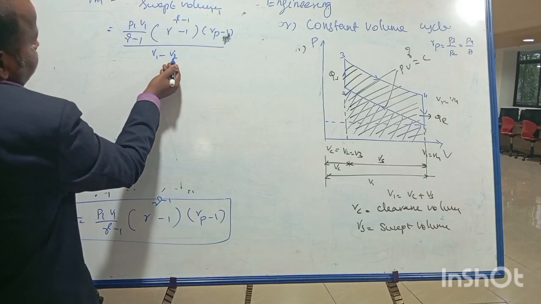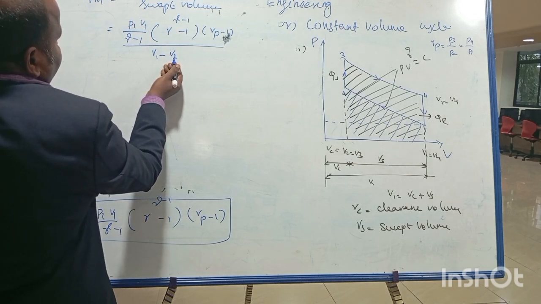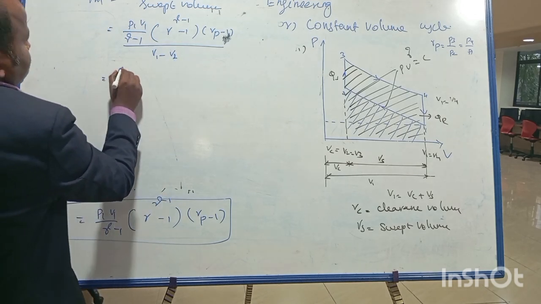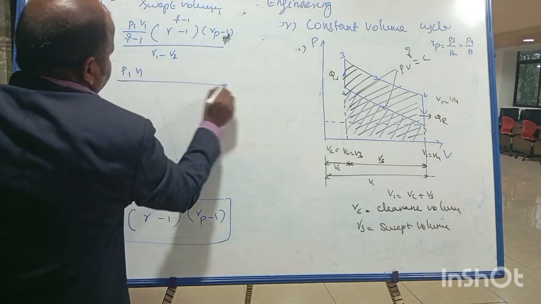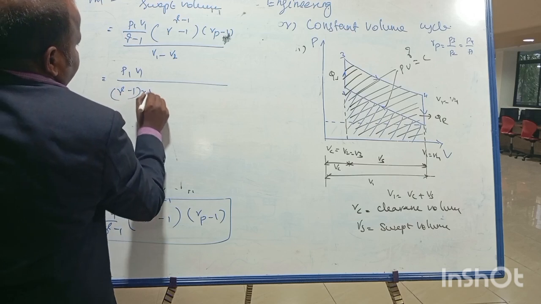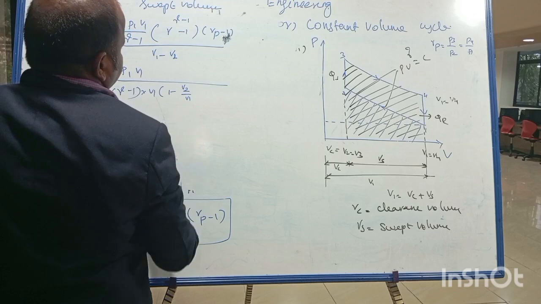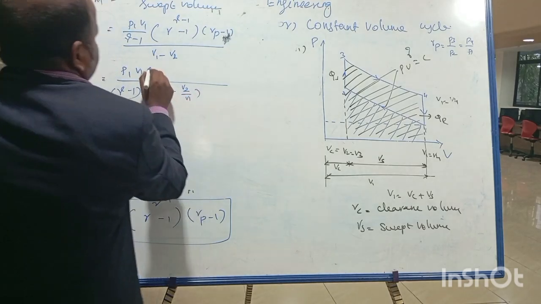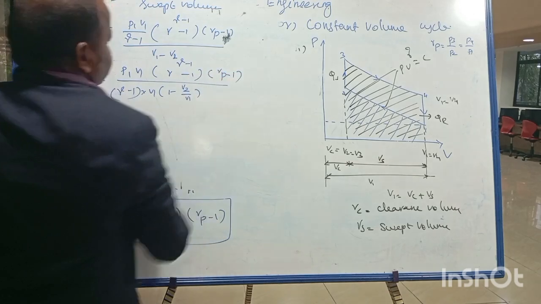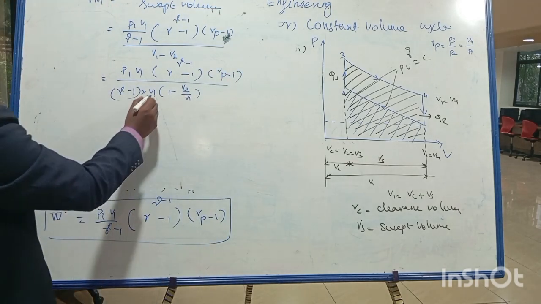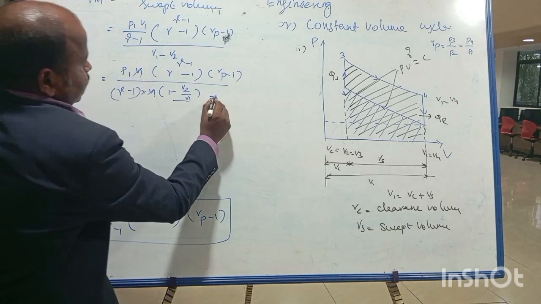Now from this I am going to take V1 as common. So V1 divided by gamma minus 1 into V1 into 1 minus V2 by V1. In the numerator we have R power gamma minus 1 into Rp minus 1. So now this V1 and this V1 get cancelled. So now I am going to simplify this equation.